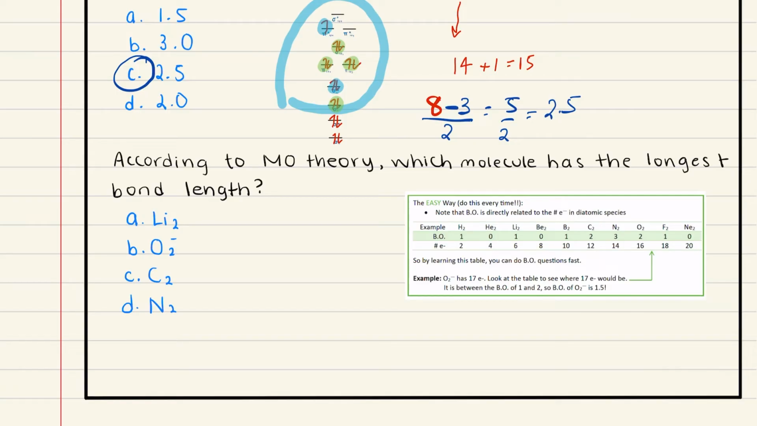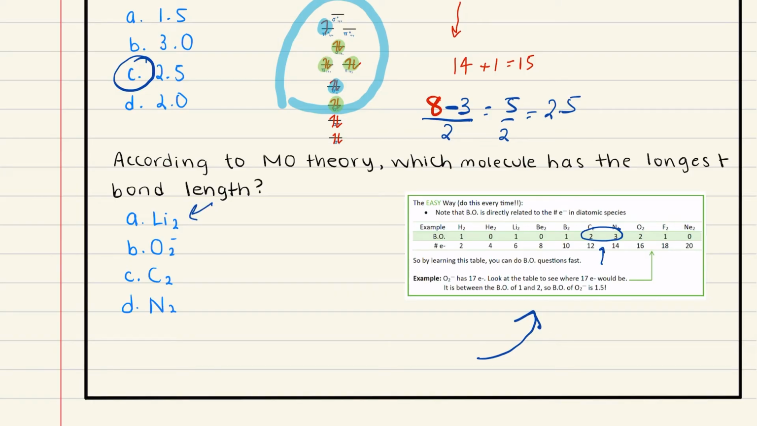One of the easiest ways to quickly determine bond order for diatomic molecules is by recognizing that bond order is directly related to the total number of electrons in the molecule. We can use a simple reference table like this one, which lists the bond order for common diatomic species based on their electron count. To use this trick, simply count the total number of electrons in the molecule and find where it falls in the table. If the number of electrons is exactly one of the listed values, then you can directly read the bond order off of the table. If the number falls between two values, then the bond order will be the average of those two. So let's put this into practice, starting off with dilithium.